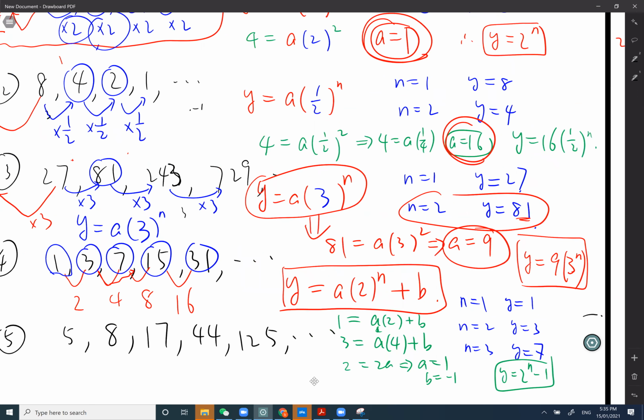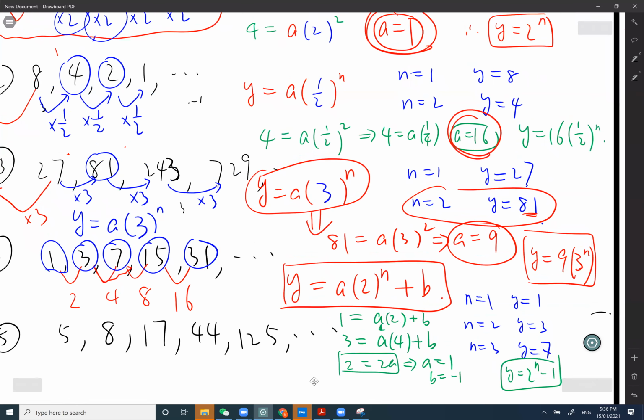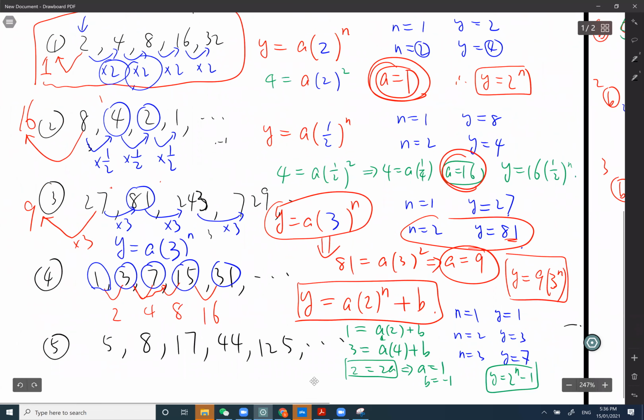Just minus 2 equations. 4a minus 2a, just 2a. b minus b, b cancelled. 3 minus 1, 2. That's why 2a equals 2. Brandon, okay? You remember how we solved this one? Okay, then guys, use the same idea. Try number 5. Harder one, number 5.